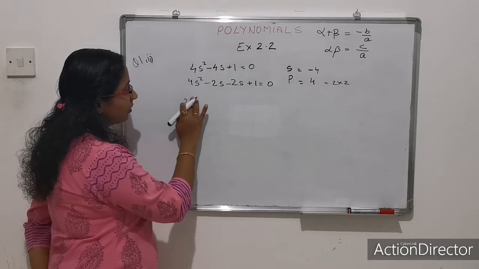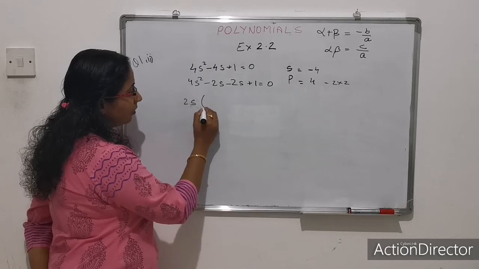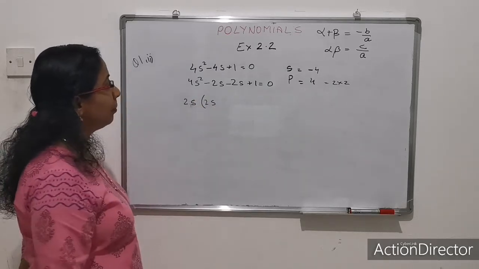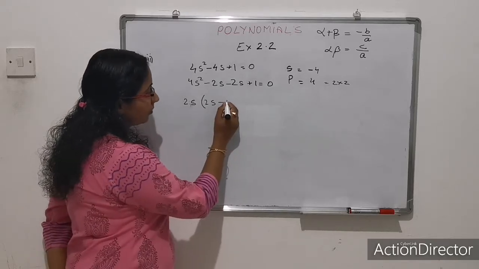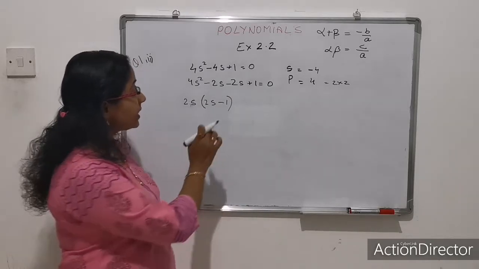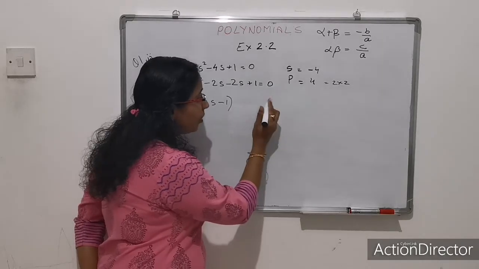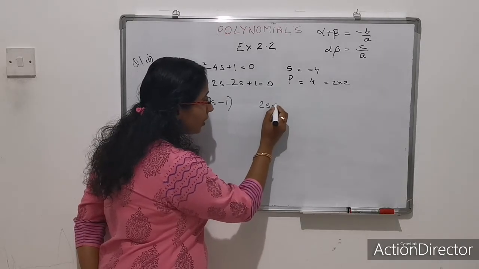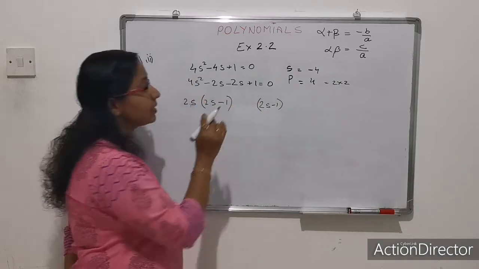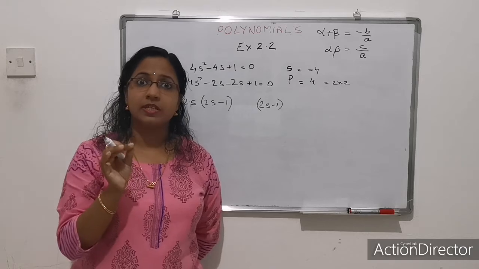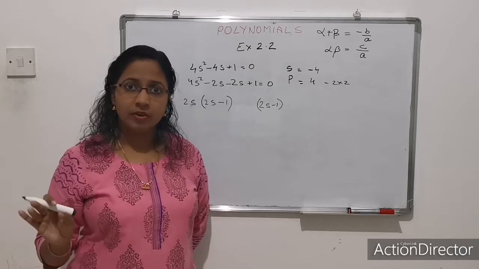This becomes 2s minus 1. Right? This same thing you have to write. Please be careful. This same thing you have to write, 2s minus 1. Otherwise you will make mistakes in sign and the answer will be wrong. If one small mistake is there, the answer will totally be wrong.